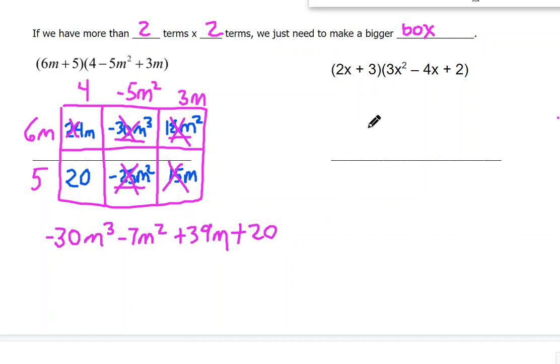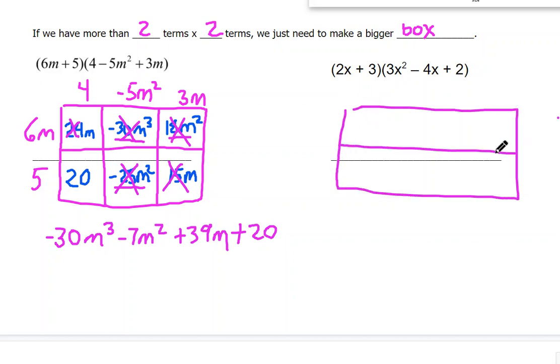We got 2 terms times 3 terms. Try it. Draw all your boxes, right? 2 terms means I can split my box in half here and have my 2x and my 3. And then this one's got 3 terms, so I got to make sure I have 3 columns, right? 3x squared, minus 4x, and 2, right? So go ahead, find the area there, try it yourself, get checked by a teacher when you're done.